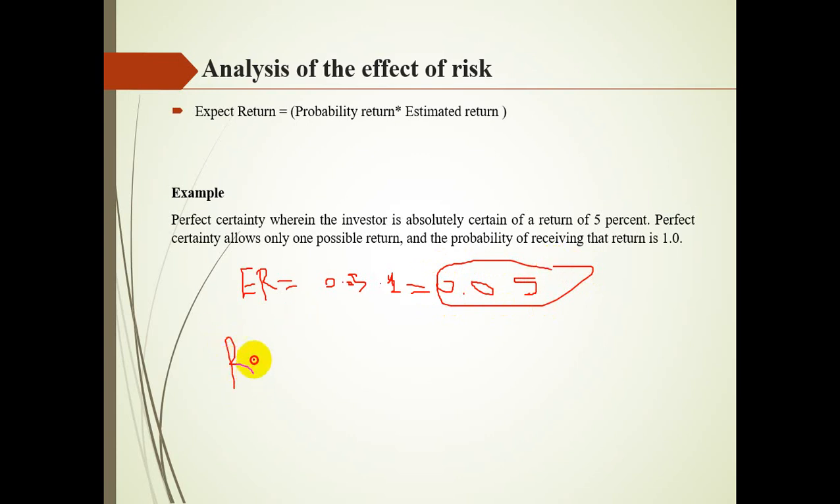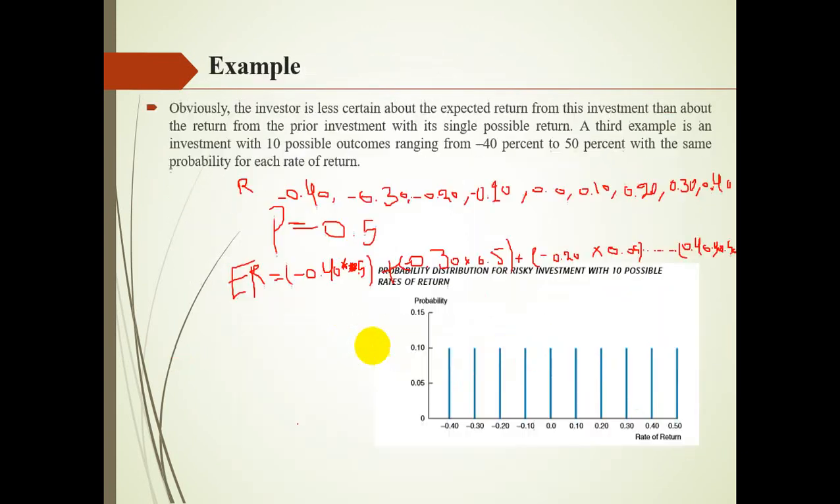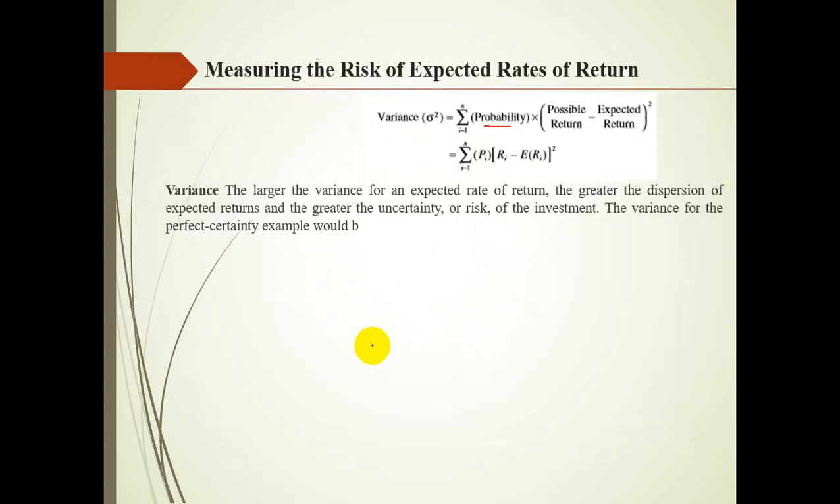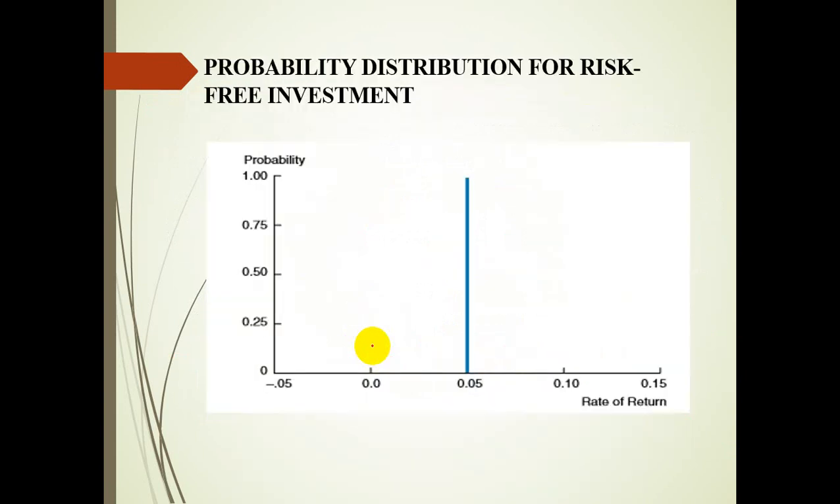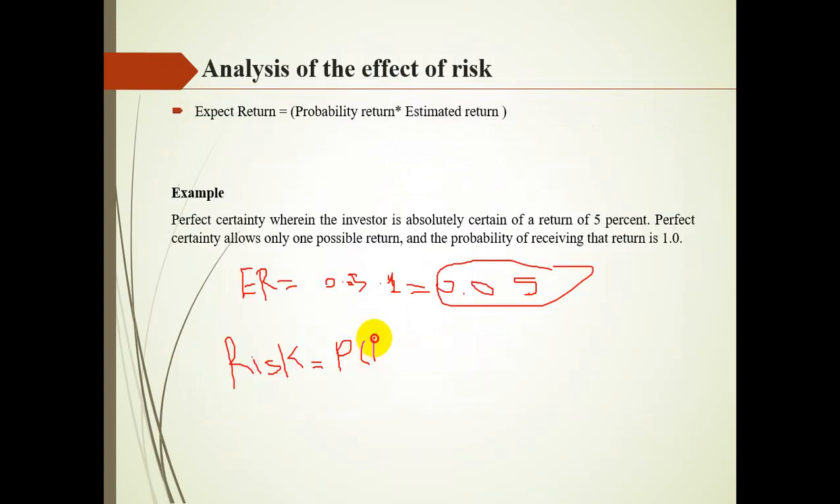So if you calculate risk, we said it is equal to probability multiplied by possible return. If you go to the formula, it is possible return minus expected return. So possible return, or estimated return, minus expected return, right? Square it. Now, so probability is how much?